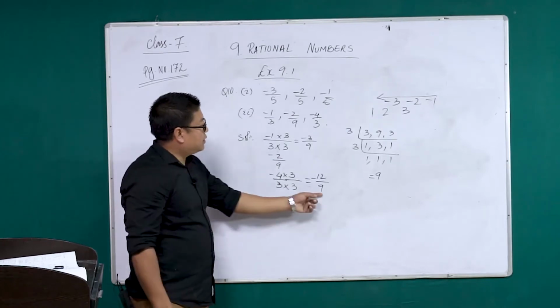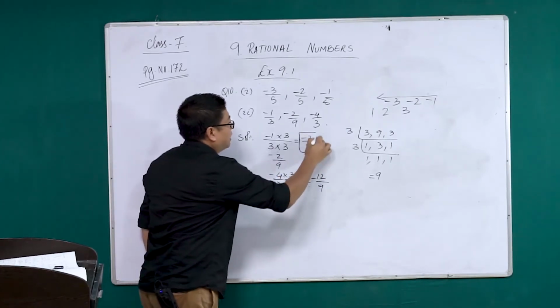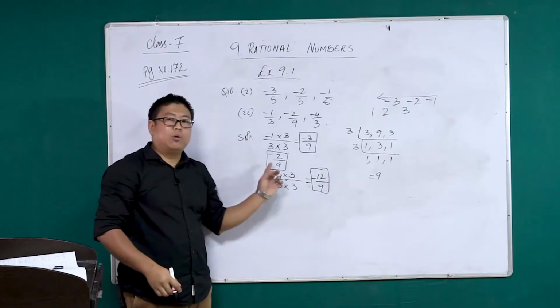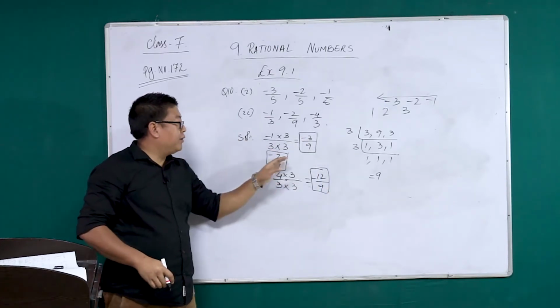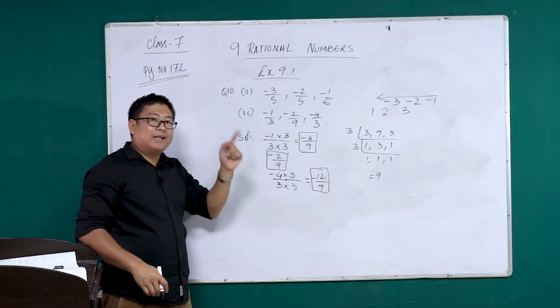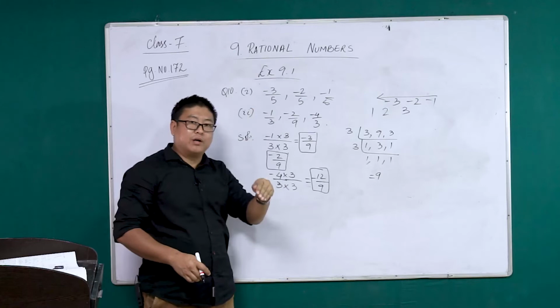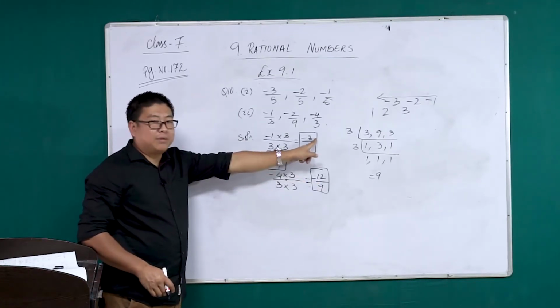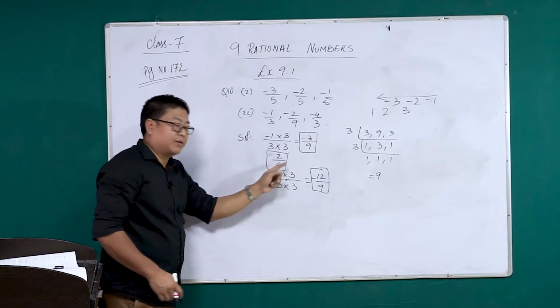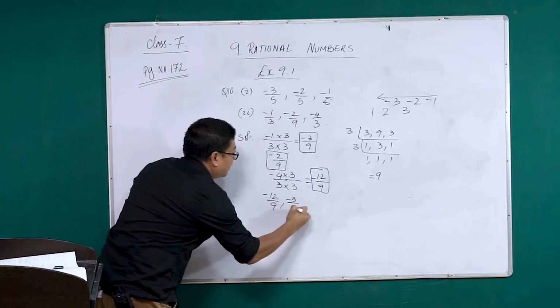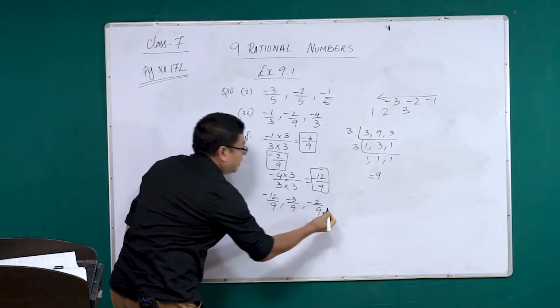Now, denominators are all same. Compare your numerators. In integers, negative numbers, the bigger the number, the smaller it gets. That means this is the smallest number, the next smallest number is this, and the next smallest number is this, okay? So we will write in this manner: minus 12 by 9, minus 3 by 9, minus 2 by 9.